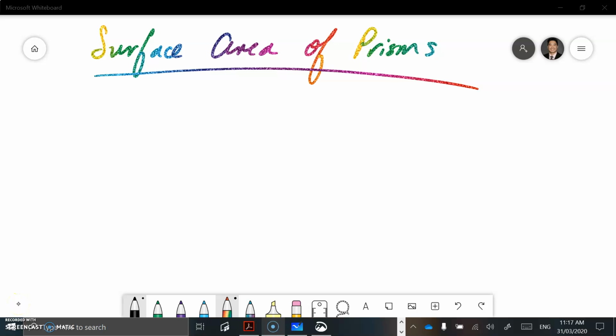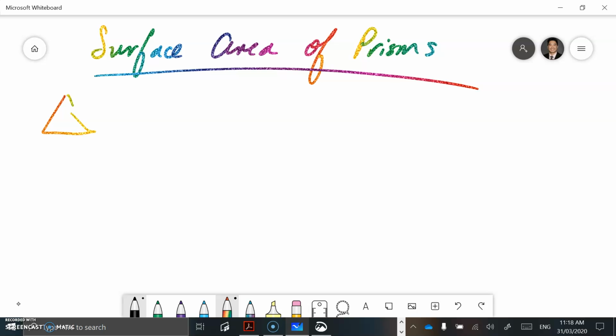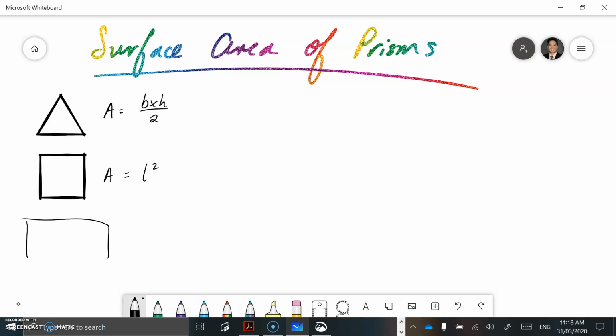Hi guys, in this video we're going to look at surface area of prisms, and this is a very easy topic provided that you know how to get the area of a triangle, how to get an area of a square or a rectangle. Those things hopefully should be familiar to you guys. So let's recap. There's a triangle there. Your area is going to be base times the height divided by 2. The area of a square is going to be L squared, and the area of a rectangle is going to be length times width.